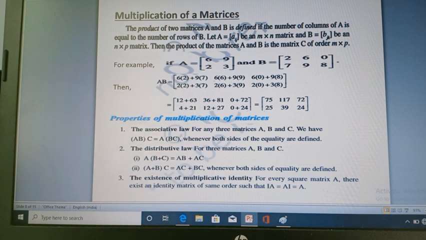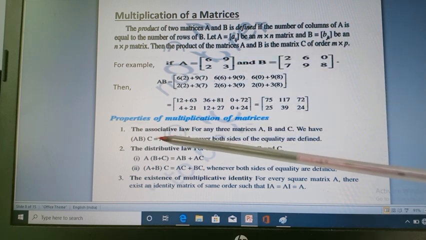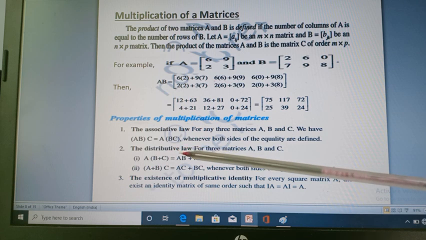There are some properties of matrices. You can see matrices follow the associative law, the distributive law, and the existence of identity.